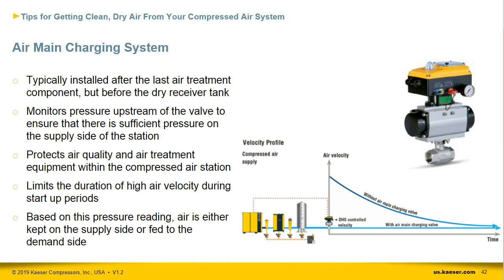An air main charging system, AMCS for short, is essentially a valve that's actuated by a controller and installed at the end of a compressed air station, downstream of filters and dryers, typically, but not always, installed before dry storage tanks.